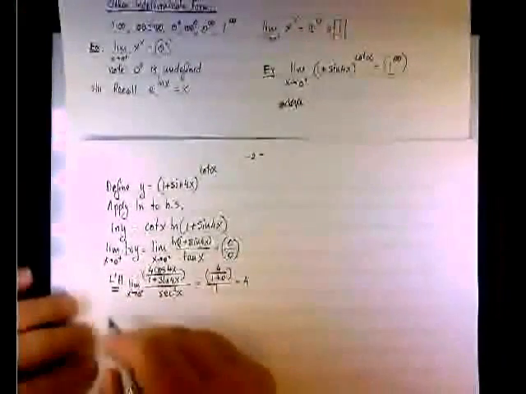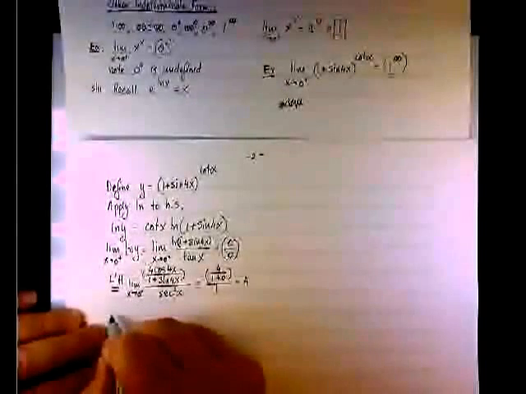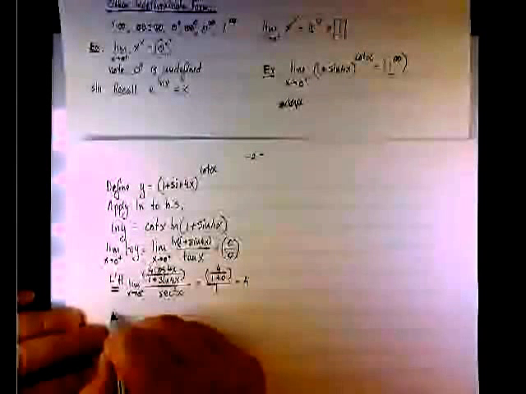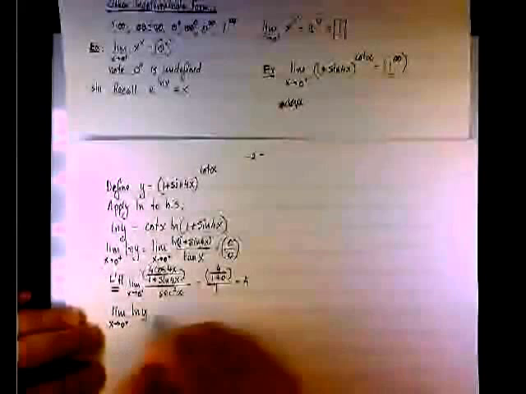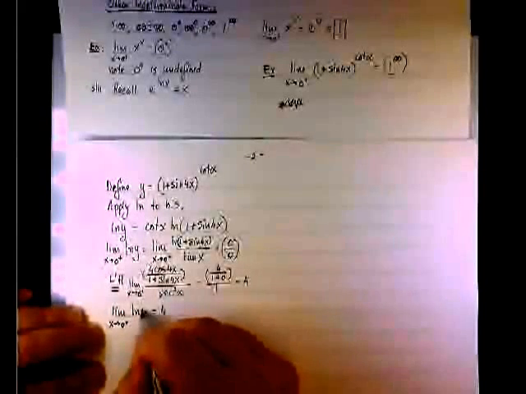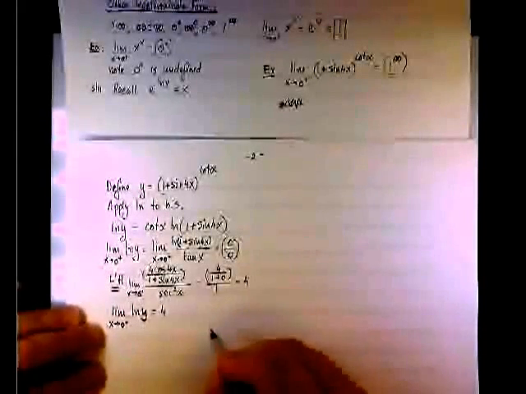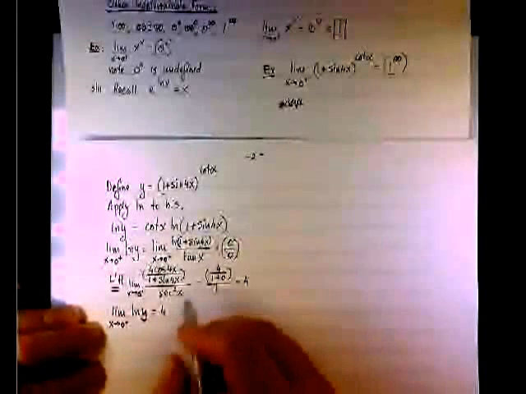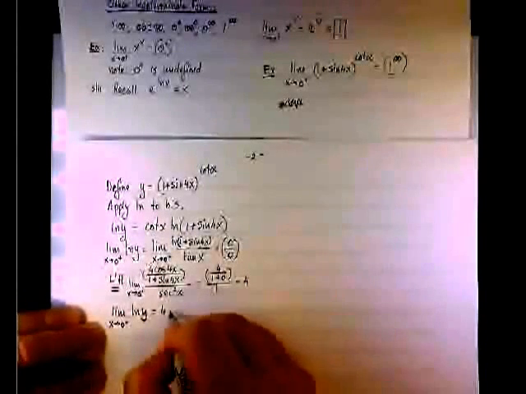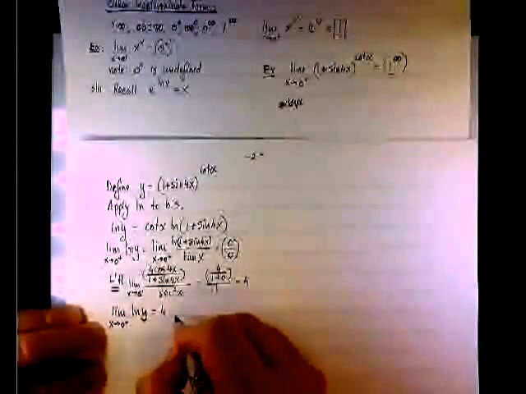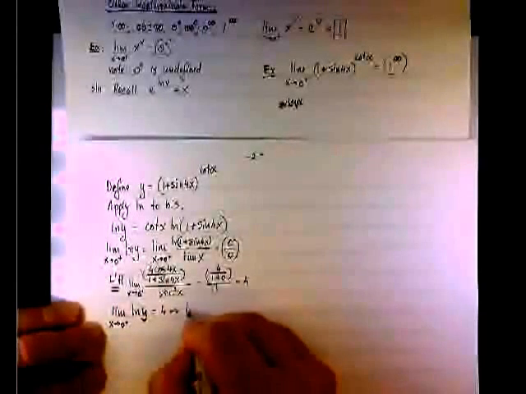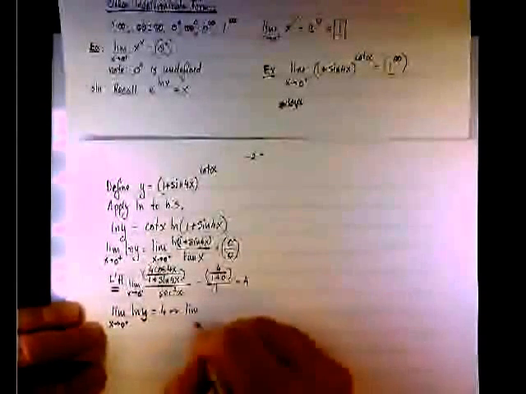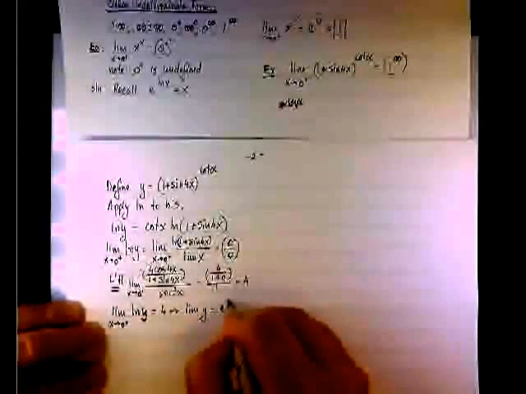So we end up having the following. The limit of the natural log of y when x goes to 0 plus is 4. But recall that y is really e to the 4. So this gives us the limit of y is e to the 4th.